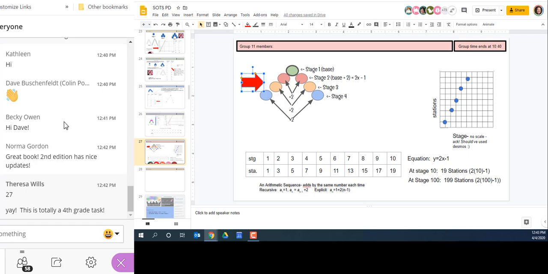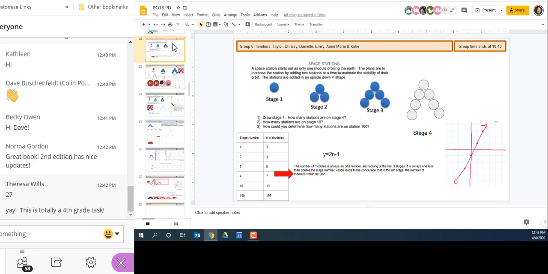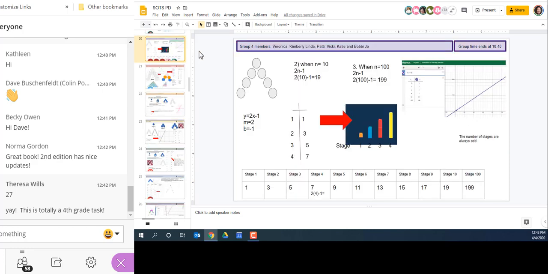Let's take a look at group 4 slide. They are up on slide 20. Group 4, I put an arrow next to the representation I wanted you to talk about. Why might this be a useful representation?